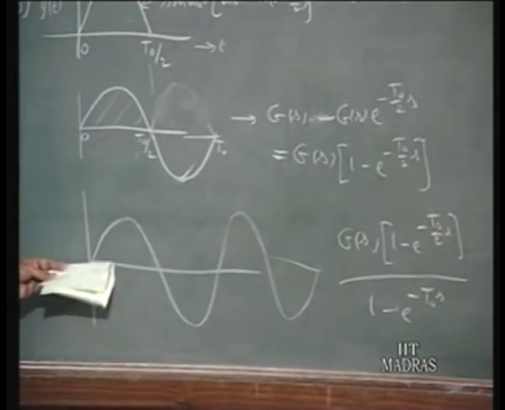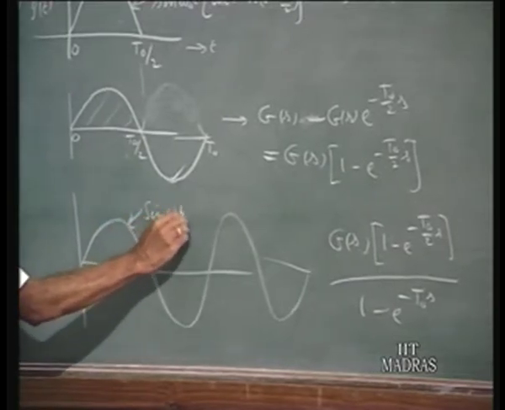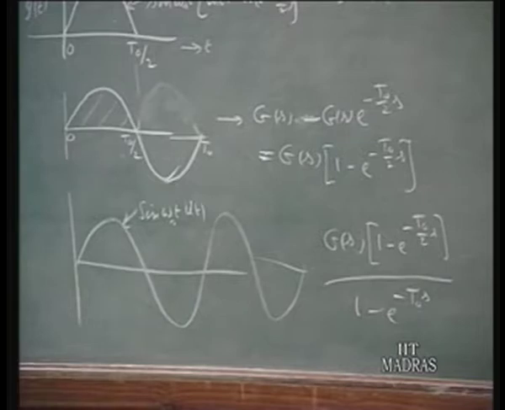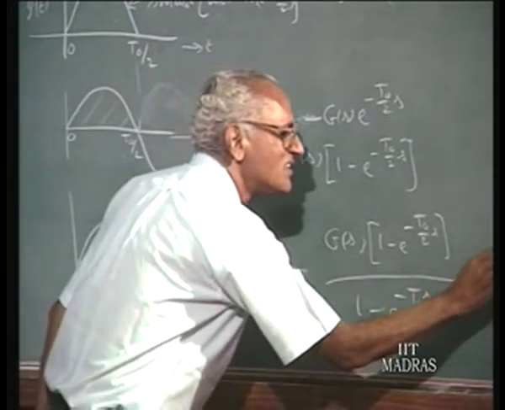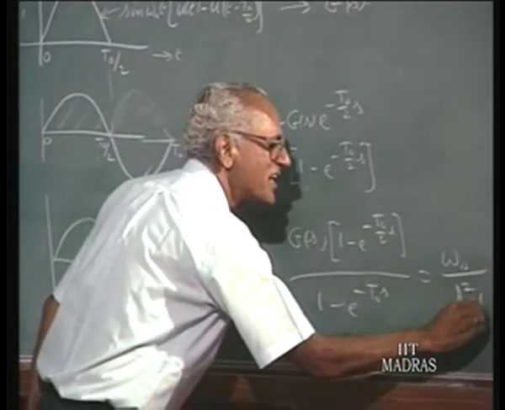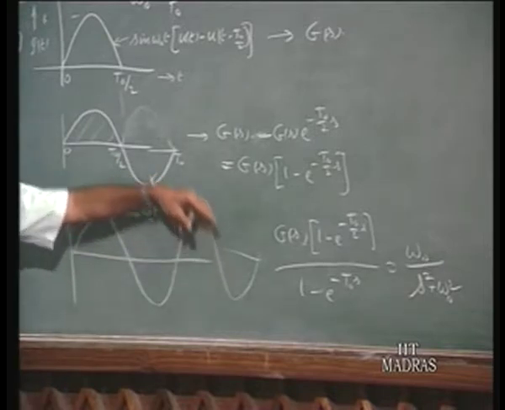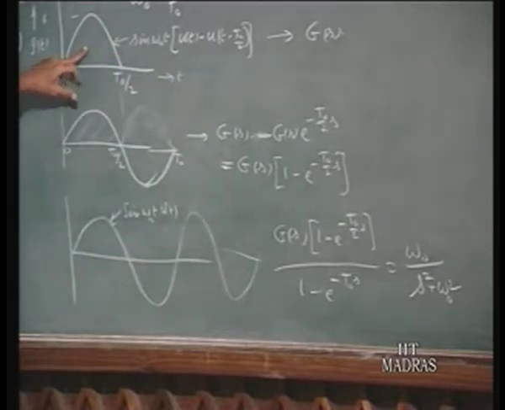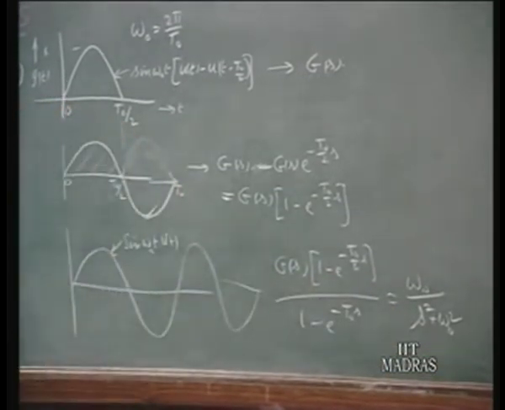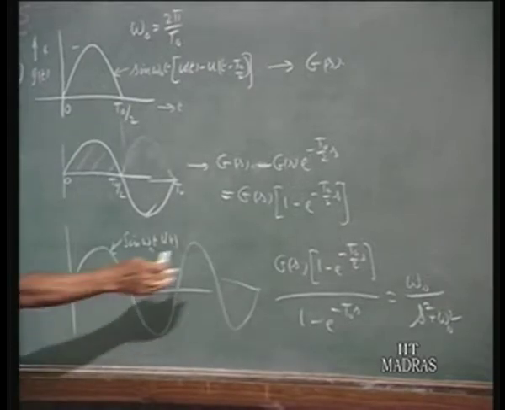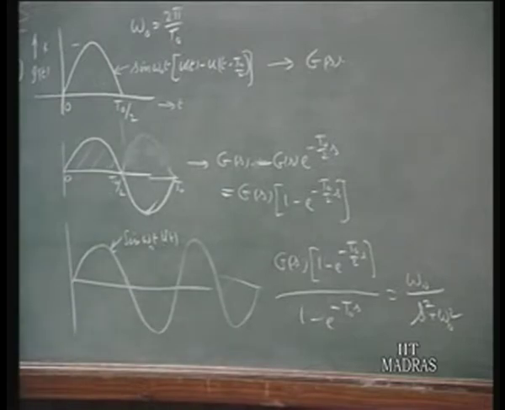But we know the Laplace transform of this. This is after all sin omega naught t u(t). And we know that sin omega naught t u(t) has a Laplace transform omega naught over s squared plus omega naught squared. So the Laplace transform of this, which was derived in terms of the Laplace transform of the single loop, must be equal to omega naught over s squared plus omega naught squared.